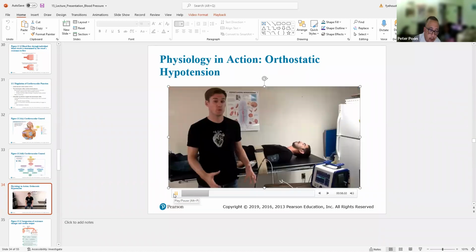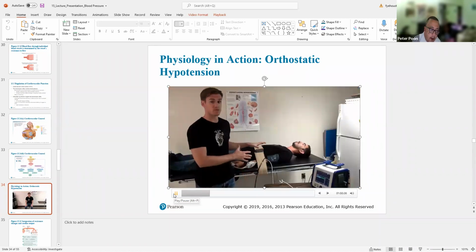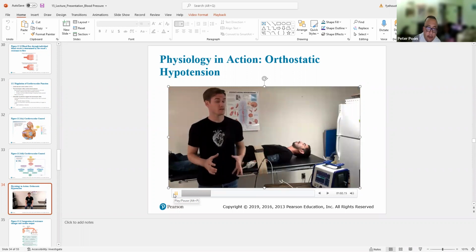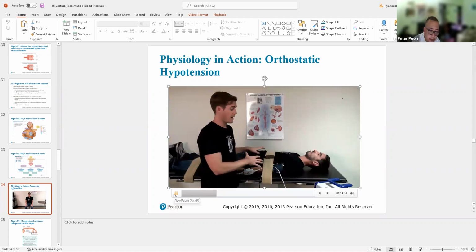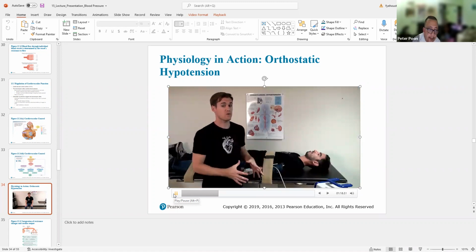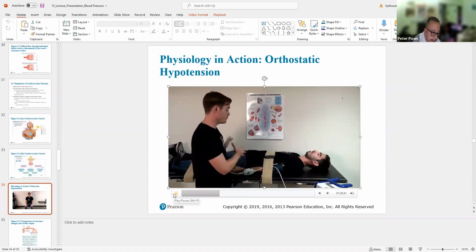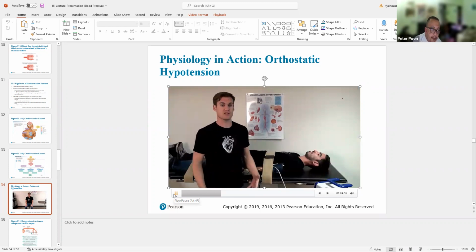By tilting the table, we can quickly take Kevin from lying down to standing up. If his autonomic nervous system is working correctly, we should see his blood pressure fall, and then within a few heartbeats come back to normal. Let's see why this happens. Kevin is lying down relaxed. Gravity is even along his body, and his blood is distributed so that none of it is below his heart. Without having to overcome gravity to move blood up from his feet back to his heart, Kevin's heart does not have to generate a lot of force to maintain adequate venous return.